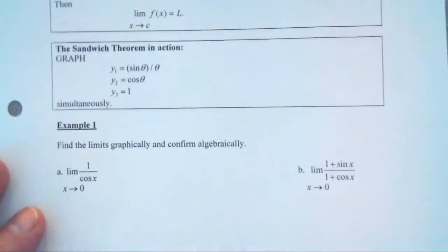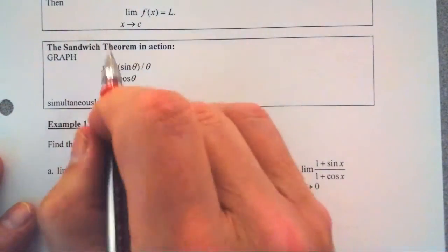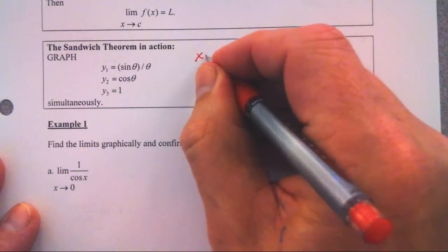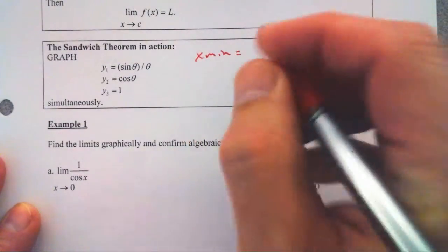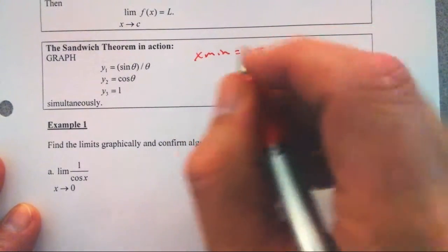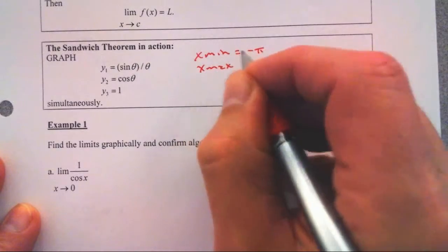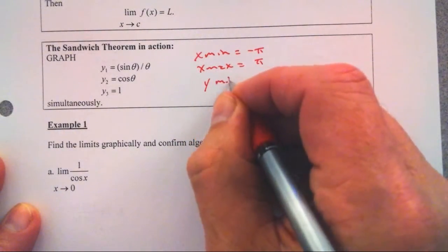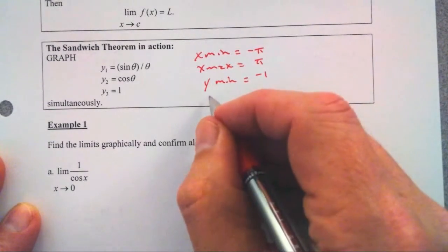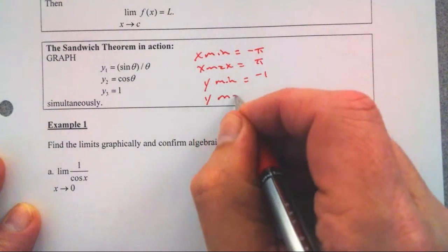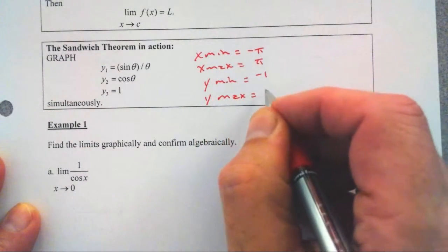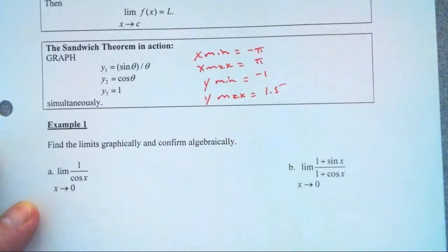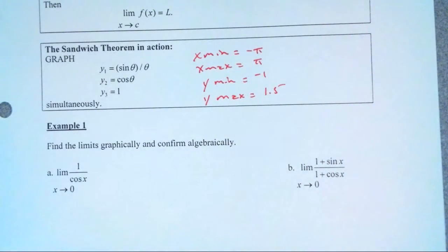I want you to graph these, y1, y2, y3. I want you to set x min to be negative pi, x max to be pi, y min negative 1, and y max 1.5. And graph that guy.